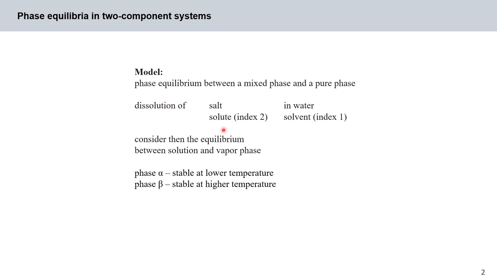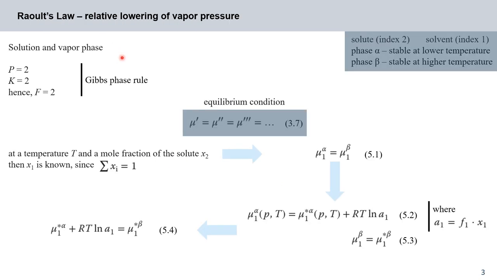This is true, for example, when we dissolve salt in a solvent, for example, water, and we consider the equilibrium between the solution and the vapor phase. In the following slides, we will always refer to the solvent with index 1 and the solute with index 2. We will also refer to the phase stable at lower temperatures as alpha and the phase stable at higher temperatures as beta.